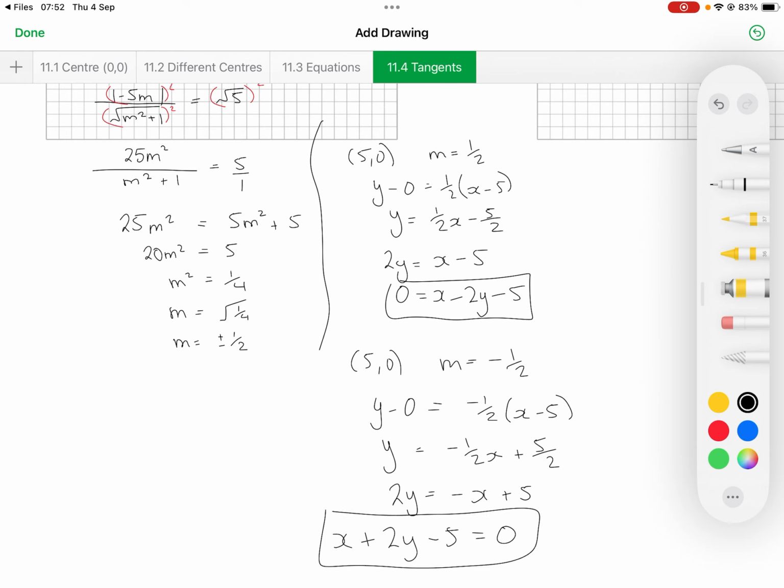So in that case, we knew the point it went through, so we found the general equation of any line that goes through that point. We're working backwards to find the slope, and the only other piece of information we know is if you have that general equation of the tangent, the distance from that to the centre should be equal to the radius. Work backwards, find your slopes, and then sub them back in.